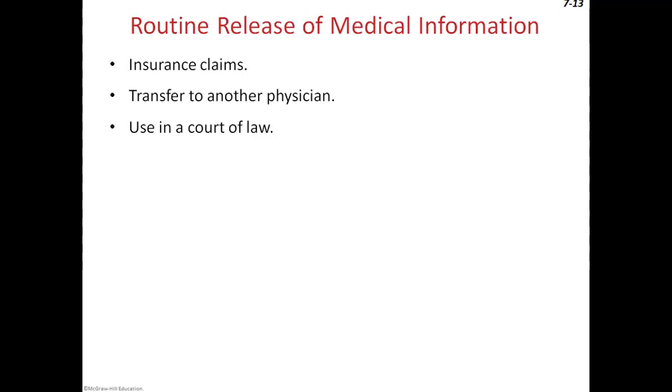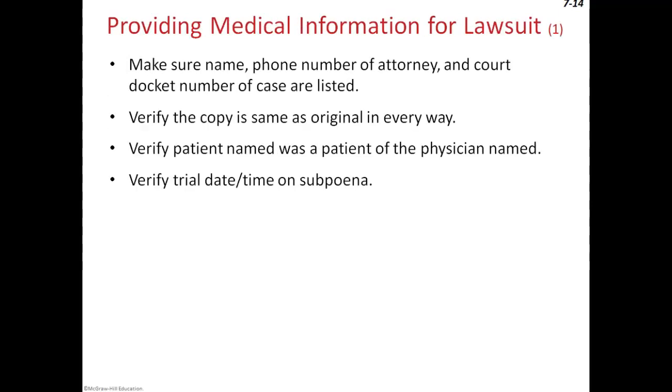If you end up with access to medical records, you need to be very diligent in only releasing them to those who have approved access to them. Family members, etc., still need to be listed as okay to release to. Don't just assume. If you have been tasked with providing medical information for a lawsuit, you need to make sure of the following things. First, make sure the name, phone number of attorney, and court docket number are all listed on the form. Verify with the attorney that the copy is the same as the original in every way.